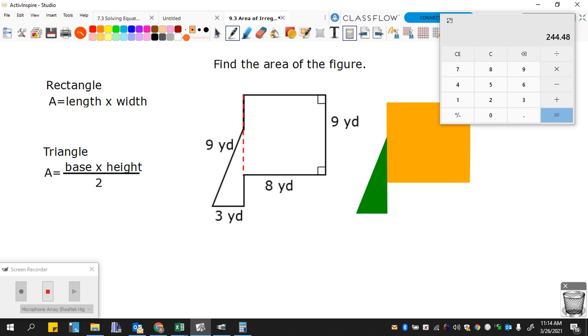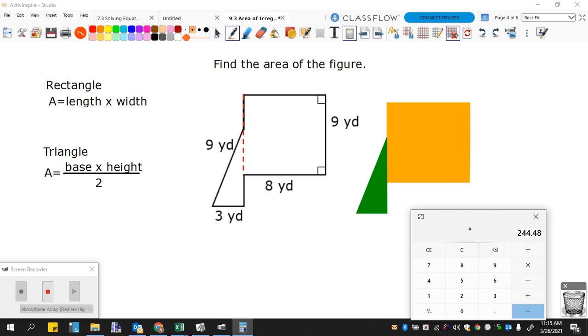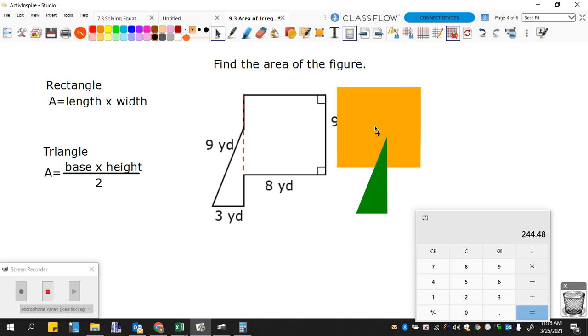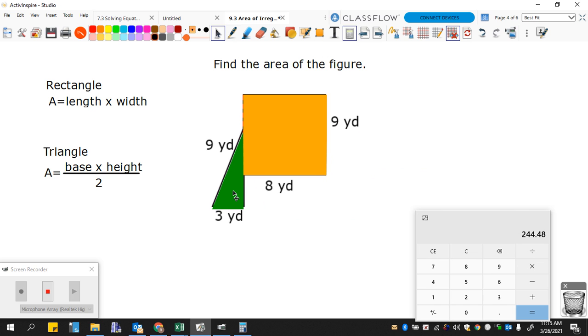Okay, so if we look at this composite figure here, we can see that this is a rectangle. It's not a square because this side's 9, this side's 8. Okay, it's a rectangle and a triangle. That's this right here. That's the rectangle, and this is the triangle.